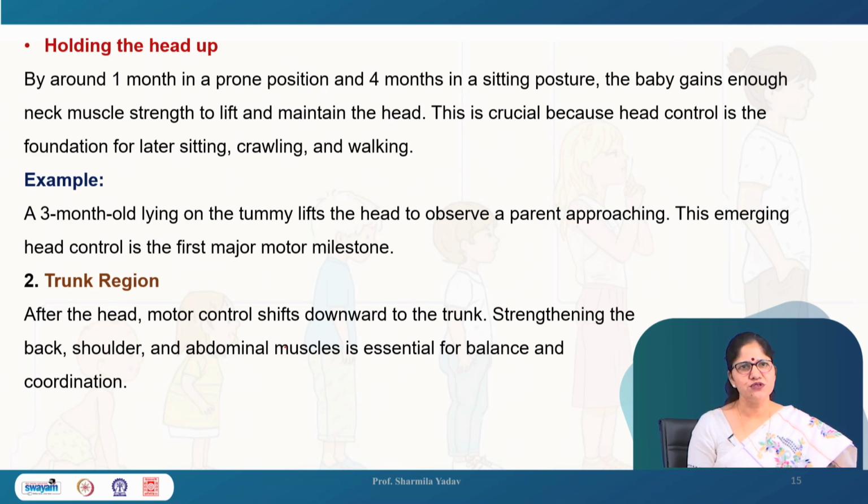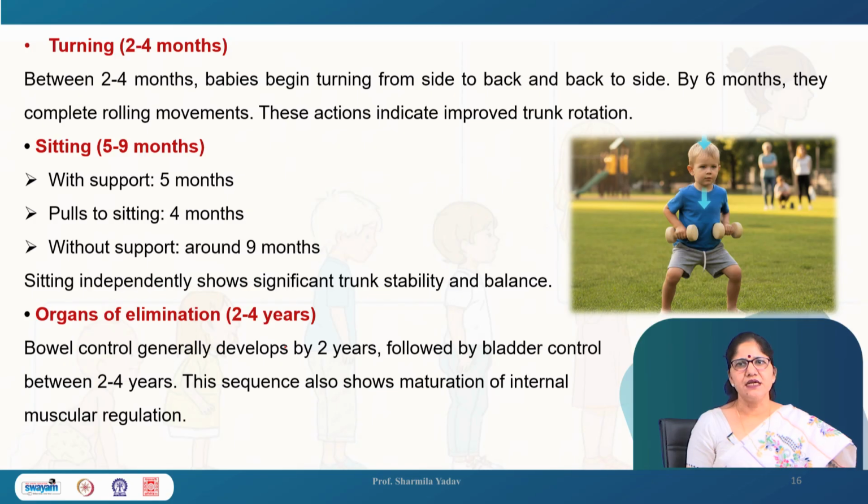Now we will discuss the trunk region. After the head, motor control shifts downward to the trunk. Strengthening the back, shoulder, and abdominal muscles is essential for balance and coordination. Turning, 2 to 4 months. Between 2 to 4 months, babies begin turning from side to back and back to side. By 6 months, they complete rolling movements. These actions indicate improved trunk rotation.